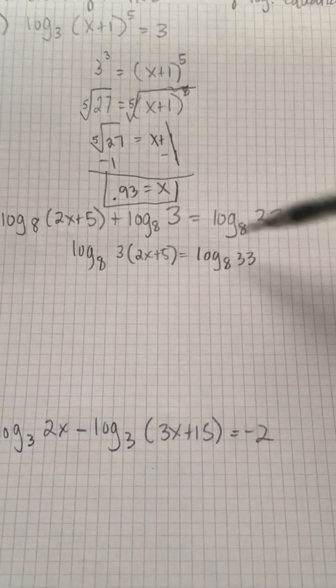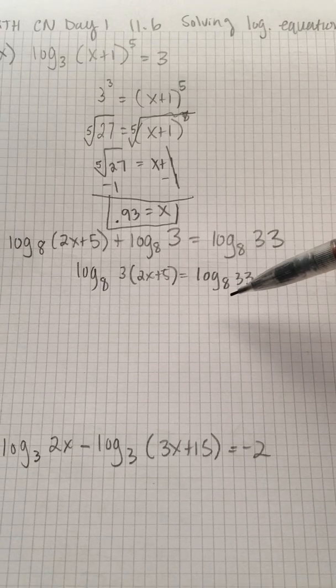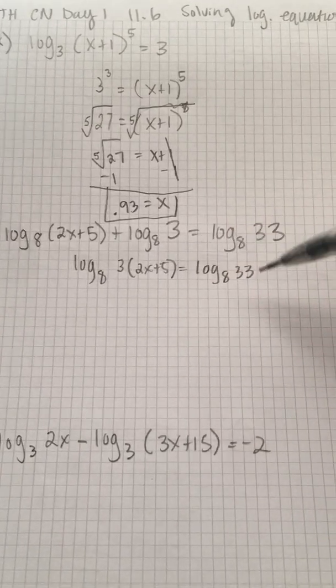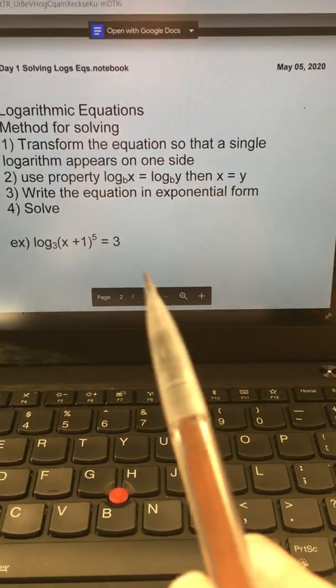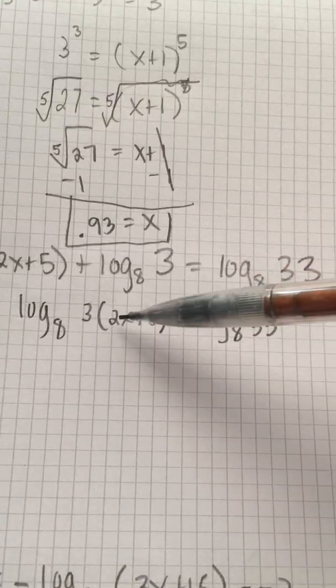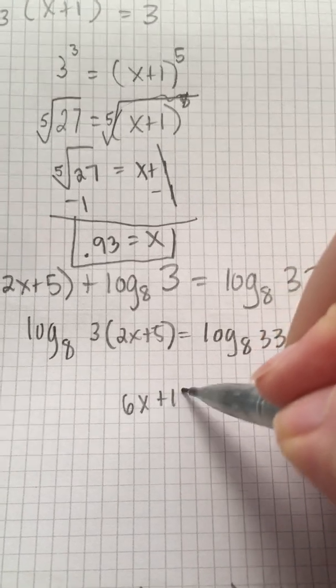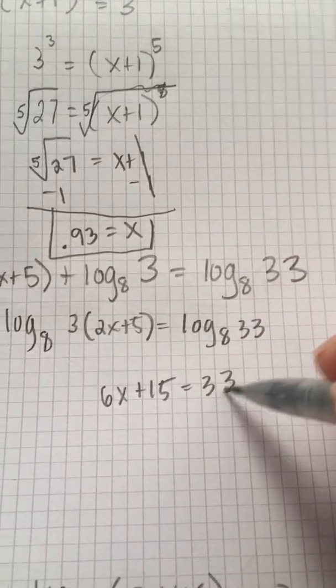Now on the right side, I see a log as well with the same base, which is important as well. These are both log base 8. And so now we can use what number 2 says. We can use that property and just set our values equal. At the same time that I'm going to set these equal, I'm going to distribute here. So I'm going to say 6x plus 15 equals 33.